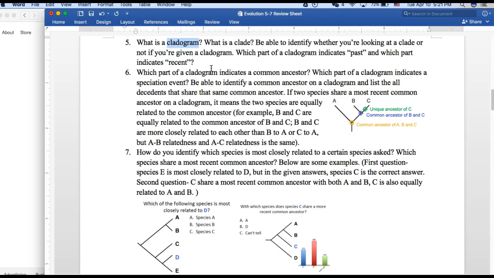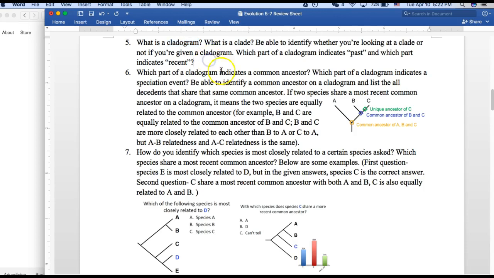And how do you make a cladogram? Nowadays, scientists use DNA data in order to find out which two species are more closely related to each other and which species are less related to each other, because you can compare the DNA sequence and see how different they are.